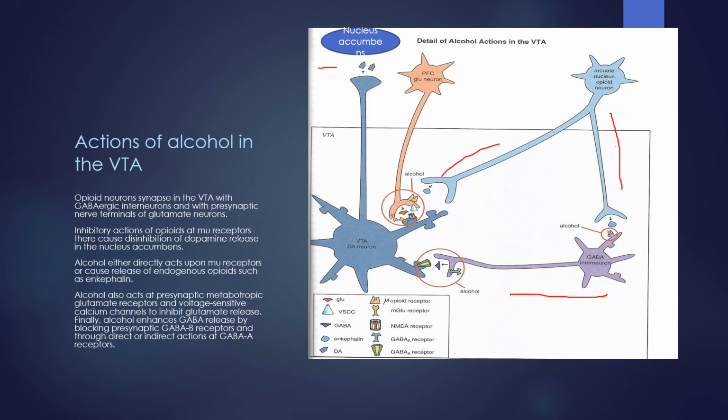Alcohol also acts at presynaptic metabotropic glutamate receptor and voltage-sensitive calcium channel to inhibit glutamate release. So this here is glutamate, this is the glutamate receptor from the prefrontal cortex. What happens is alcohol acts at the metabotropic, this is the metabotropic mGlutamate receptor. It acts here and also acts on the presynaptic calcium channels to inhibit glutamate release. So there is less glutamate release if the person is drinking alcohol.